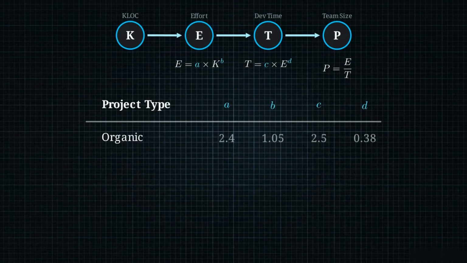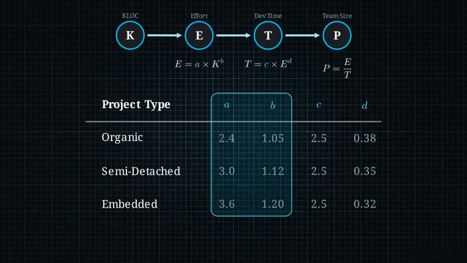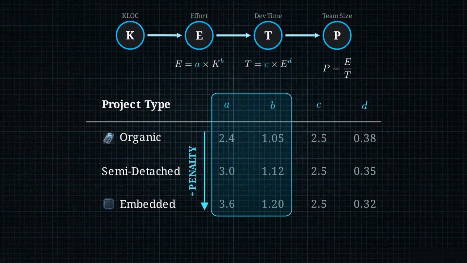This table shows the specific values Barry Boehm derived from studying real-world projects. Look closely at the A and B columns. As we move down the rows from standard organic projects to semi-detached, and finally to highly constrained embedded projects, the numbers get larger. The increasing values act as an objective mathematical penalty. Because a real-time embedded system is far more difficult to build than an organic accounting software, these larger constants automatically scale up the required labor in the final equation.